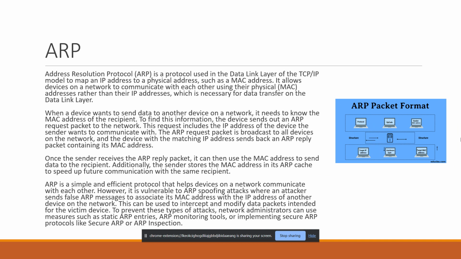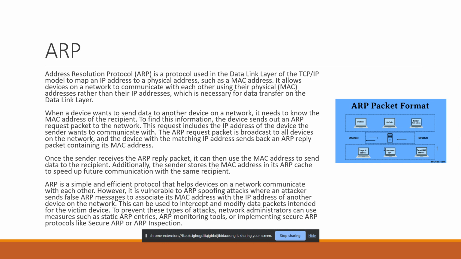When a device wants to send data to another device on a network, it requires the MAC address of the recipient. To find this information, the device sends out an ARP request packet to the network. This request includes the IP address of the device the sender wants to communicate with. The ARP request packet is broadcast to all devices on the network, and the device with the matching IP address sends back an ARP reply packet containing its MAC address.